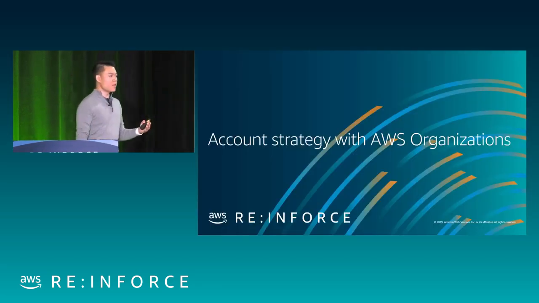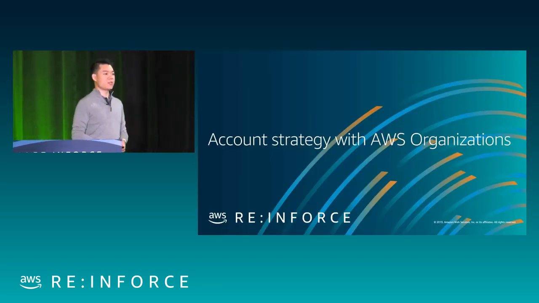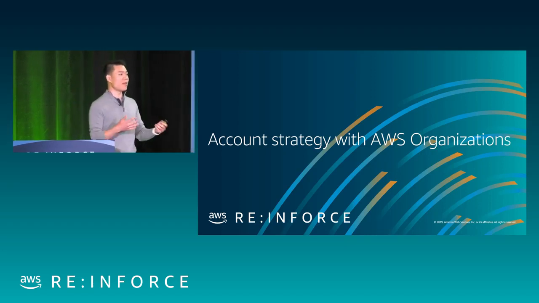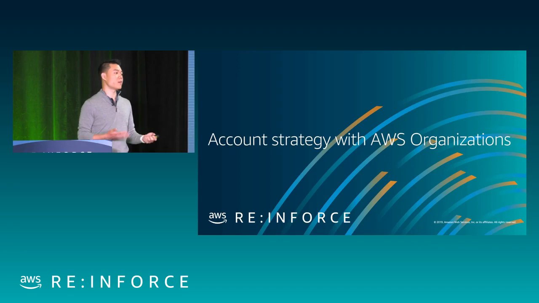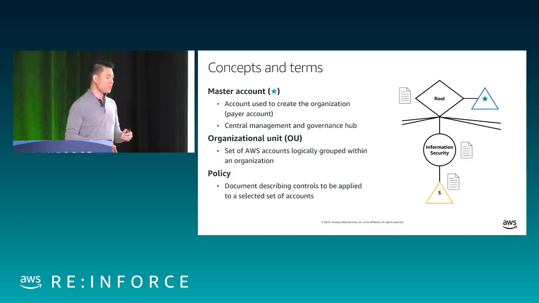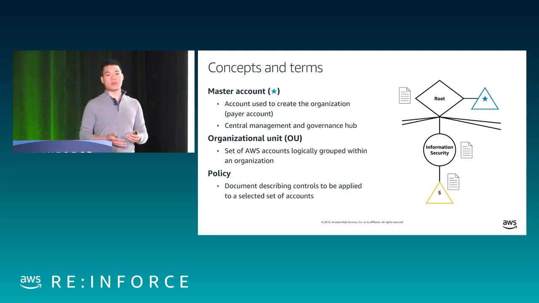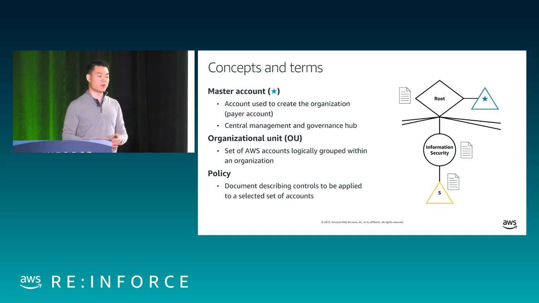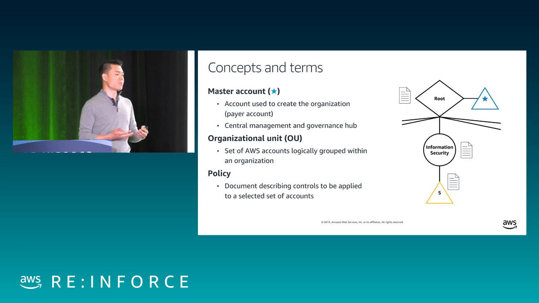The next thing that I want to talk about is an account strategy with AWS Organizations. But before we do that, I want to level set so that we're all on the same playing field on a couple of terms that we use when we're describing organizations. The first one is the organization, which is all of the accounts that you currently manage and control in your organization. And you have the AWS account, which is the smallest unit of management in an organization.